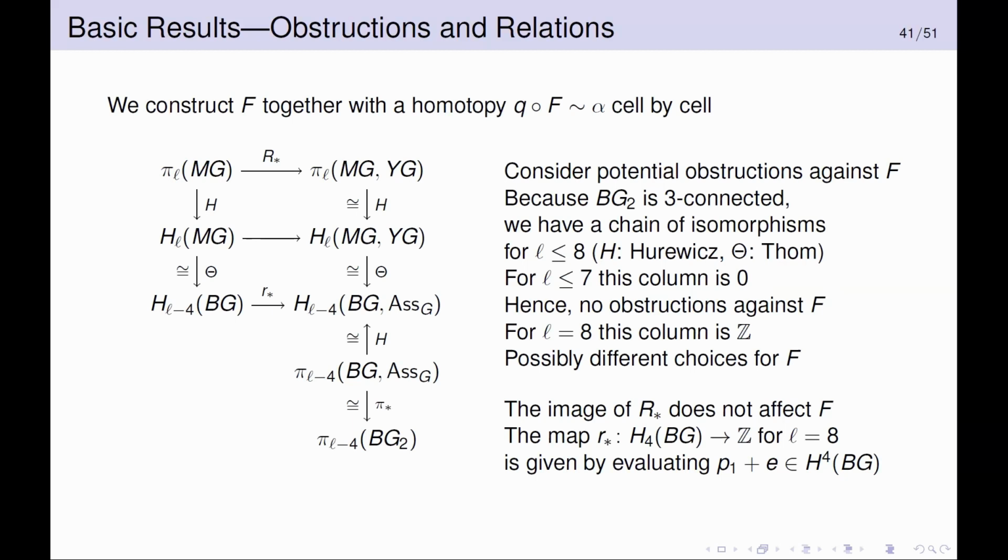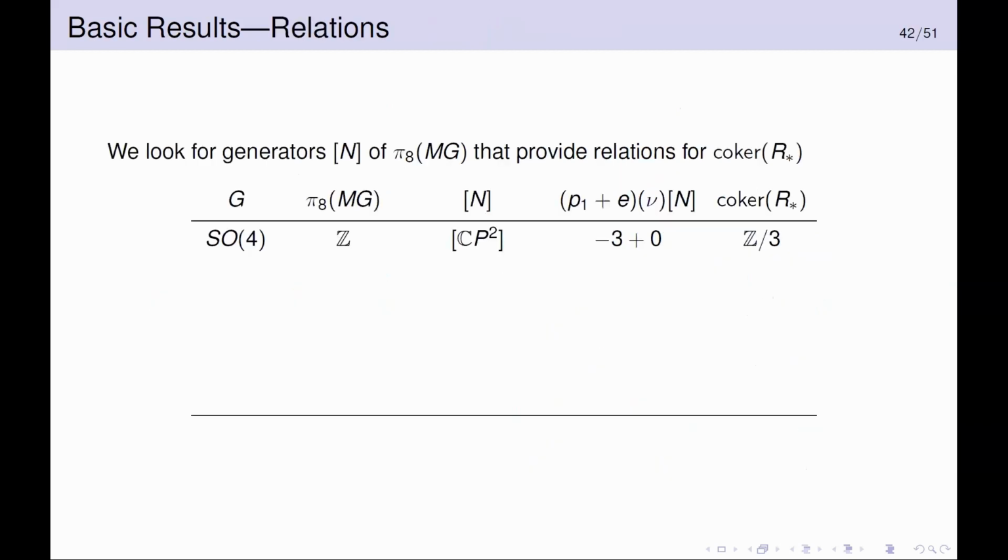There is a Hurewicz map, which is no longer an isomorphism for MG. Then there is the Thom isomorphism, and then there is the small r lower star. And small r lower star is detected by the sum of the first Pontryagin class and the Euler class. This is a strange combination, and it's exactly the combination we need here. And you can evaluate this on generators of this unstable bordism group in the 8-sphere to see what the kernel is going to be of the map from MG, YG to the space of actual homotopy cubes.